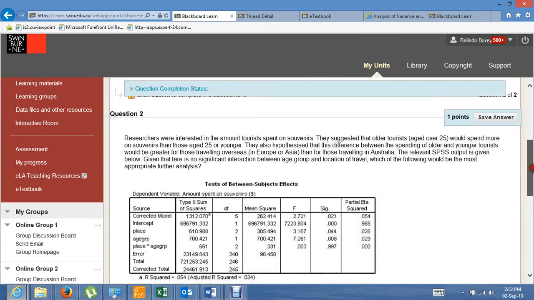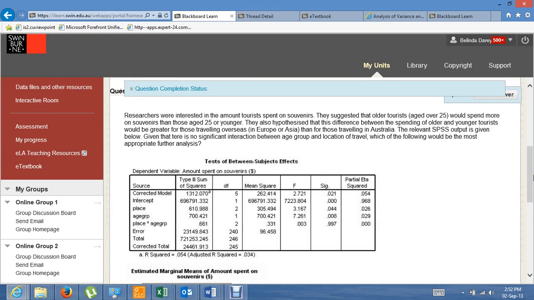So question 2, researchers were interested in the amount tourists spend on souvenirs. They suggested that older tourists would spend more on souvenirs than those aged 25 or younger. So we've got age group. They also hypothesised that this difference between the spending of older and younger tourists would be greater for those travelling overseas in Europe or Asia than for those travelling in Australia. So we've got a secondary IV of country or location. The relevant SPSS output is given below.